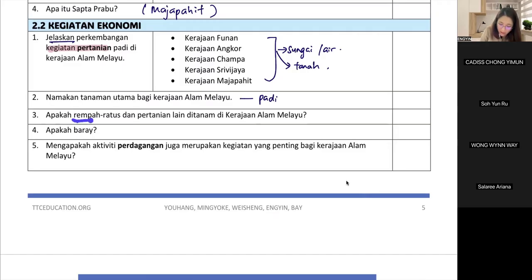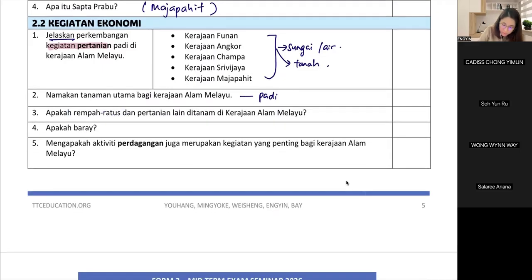Other than paddy, what are the spices and the pertanian lain? This one you need to read through. What else did they plant? Banana, bunga cengkeh, buah pala, nutmeg, lada hitam, black pepper. That is under the category of rempah ratus. Now, how about beret? Beret, this one is very famous. Who built beret? Or what is beret? Beret is actually a water pool. You know swimming pool? Swimming pool is for swimming, right? Beret is a water pool to store water.